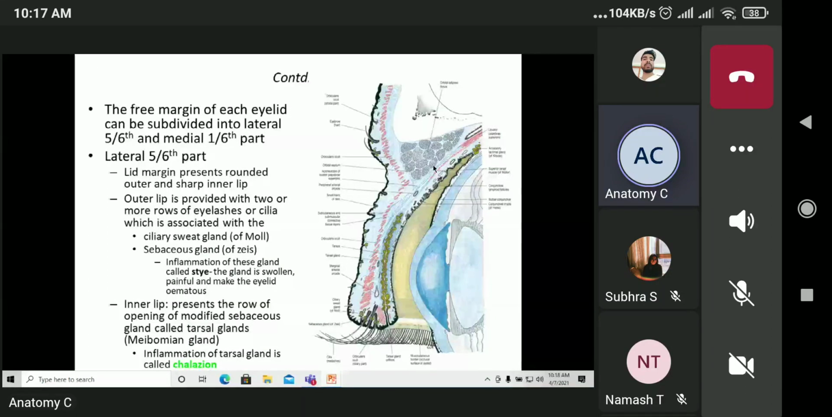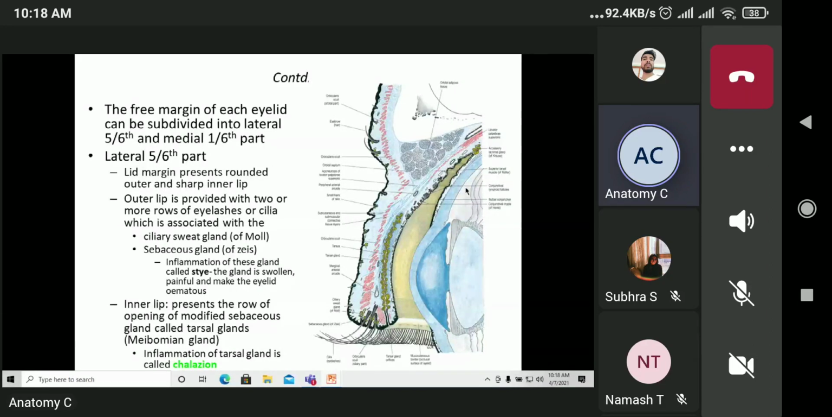Now we'll talk about this upper eyelid. The free margin of each eyelid is again divided into lateral 5/6 and medial 1/6. So lateral and the medial. The lateral 5/6 lid margin presents a rounded outer lip and a sharp inner lip.